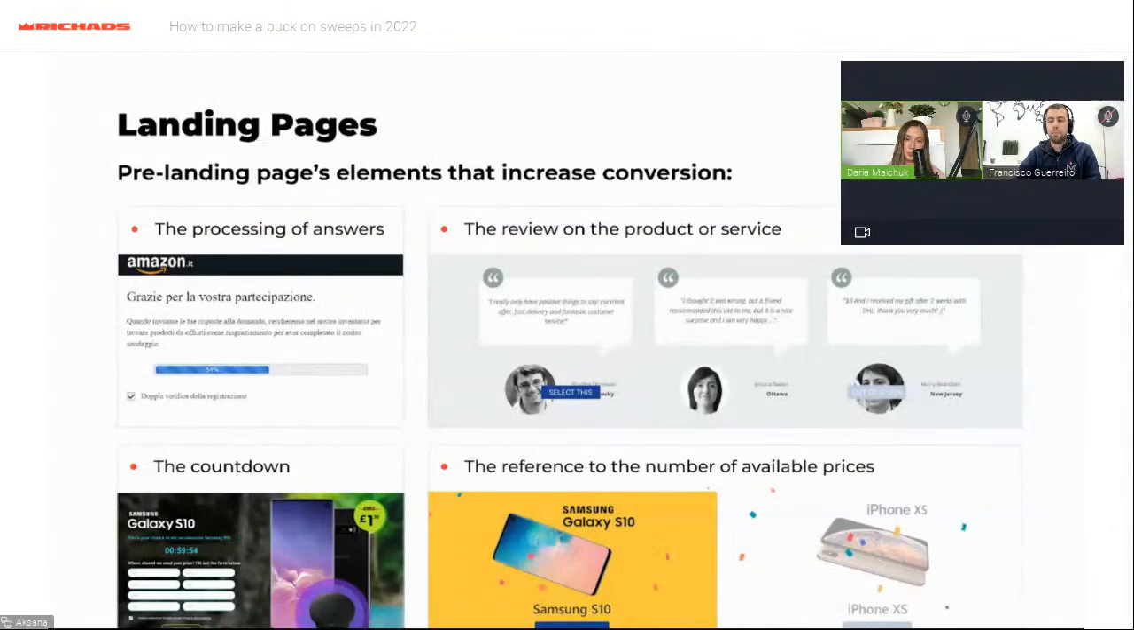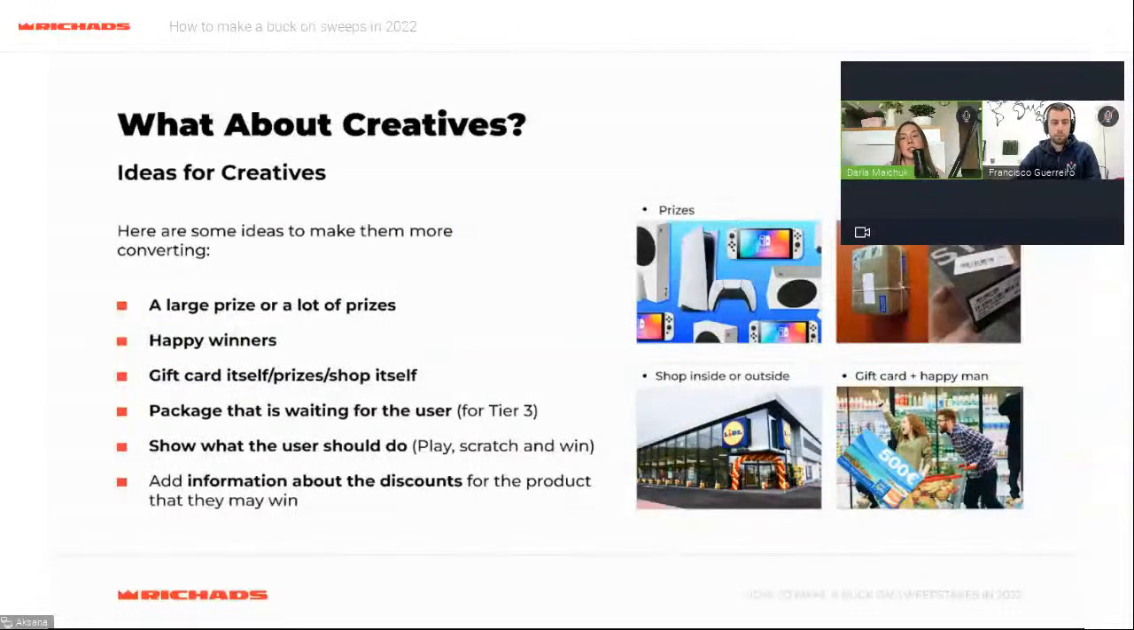What about creatives? Here are some ideas to make them more converting. Show a large prize or a lot of prizes, happy winners, gift card itself or with prizes. Also, a shop itself can be shown. One of the angles is to show a package that is waiting for the user. It is an old idea. Now it can be used for Tier 3 countries, not in Tier 1. A good option is to show what the user should do. For example, write on the main image that they may play scratch and win.